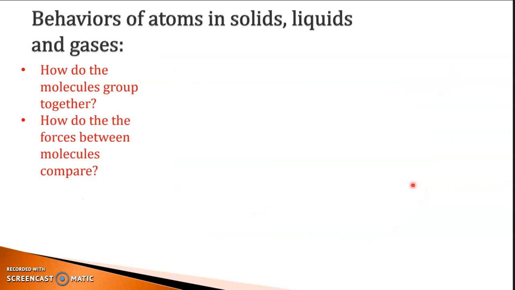So on your own, for a couple minutes, I'd like you to think about this question. When we're talking about solids and liquids and gases, how do the molecules group together in each of these states of matter? And also, I want you to consider, how do the forces between these molecules compare? Just make a couple quick notes to yourself, pause the PowerPoint, and go ahead and play when you think you've got an answer, and we'll talk about it together.